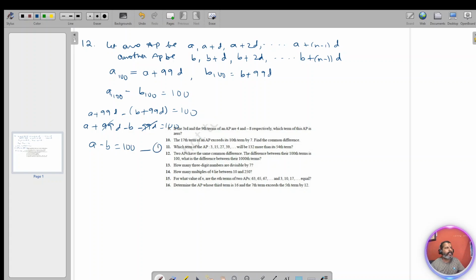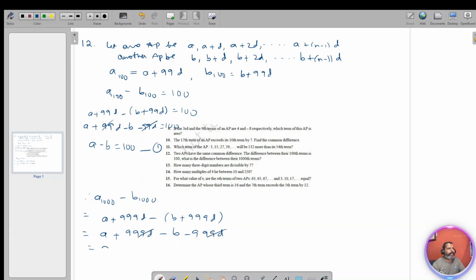Call this as 1. Similarly, we calculate what is asked, a thousandth term. Therefore, A1000 minus B1000 they want, right? What is A1000? A plus 999D. What is B1000? B plus 999D. That means A plus 999D minus B minus 999D. Okay. Observe this. You got A minus B only. From 1, what is the A minus B value? 100. From 1.